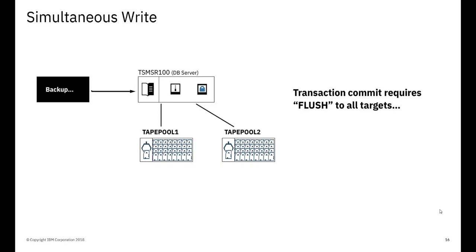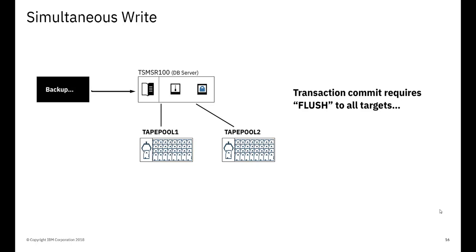The important thing to remember here is if you do use Simultaneous Write, the flushes of the individual transactions for the backup are going to be gated by the slowest device. So until the transaction has committed the data to both locations, we cannot mark that transaction as complete. And so it will wait until both of those writes are complete. Thus, if you've got a really slow tape device compared to a really fast disk device, you will see your backups slow down.